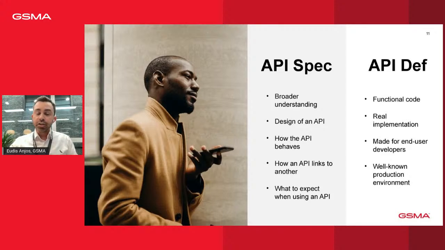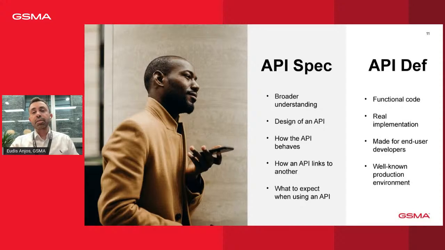This specification contains instructions or guidelines about how to design your own API, how this API should behave and link to other APIs, how the communication between APIs that follow the same specification should work, and also what to expect when you are deploying an API that is compliant with our API specification.